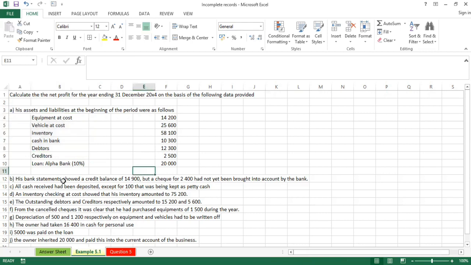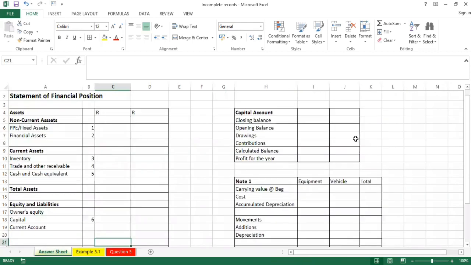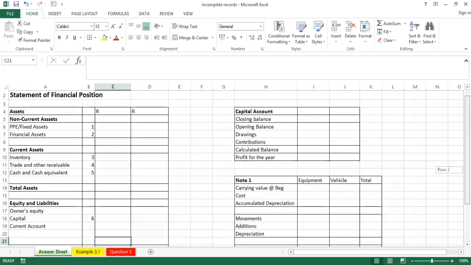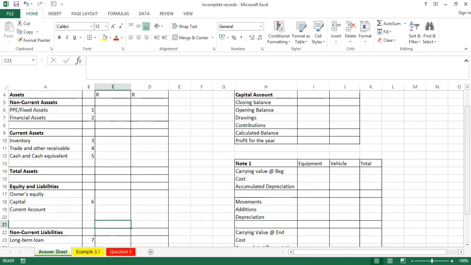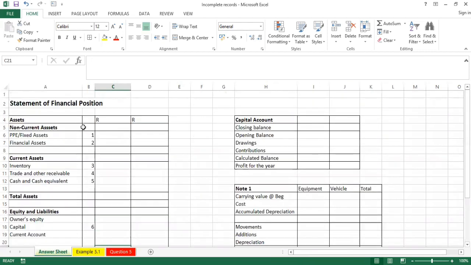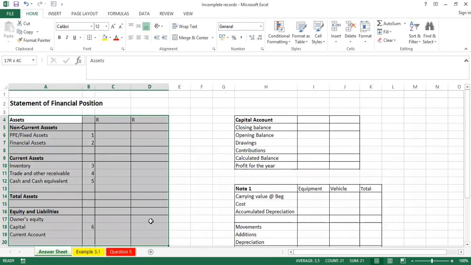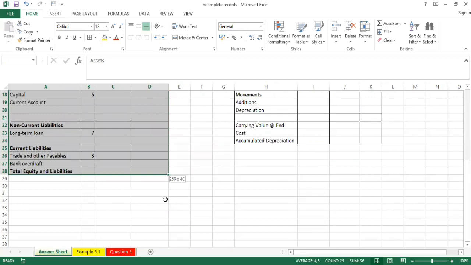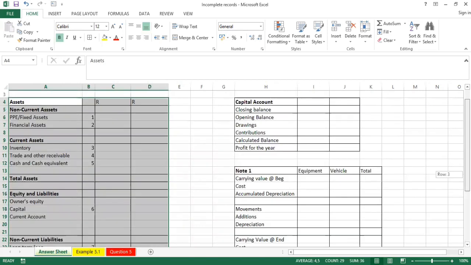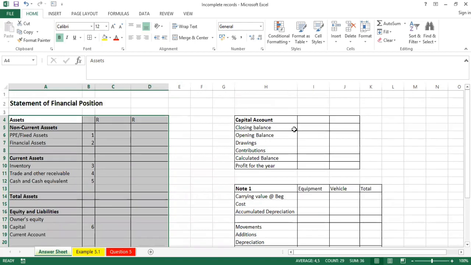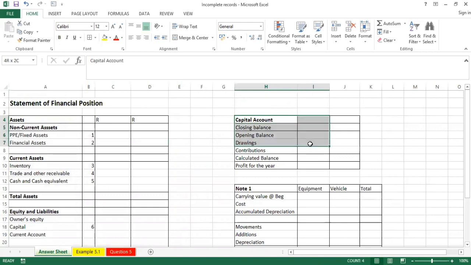Moving on. When we start our balance sheet, this is our structure: the statement of financial position, which is our balance sheet. You have your assets, your non-current assets, fixed assets, financial assets, until the end, which is your total equity and liabilities. This is your balance sheet structure. On the side here, you have your current account, and the note for the current account, how to do your capital, which is note number 6. We'll be using all this to do that note number 6.